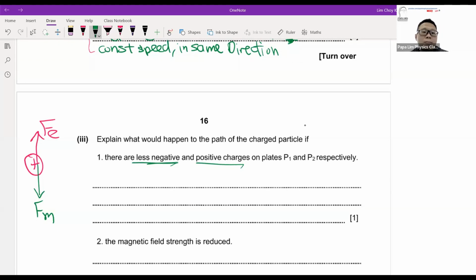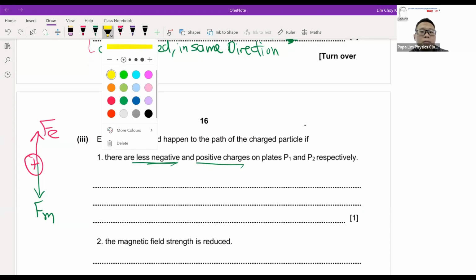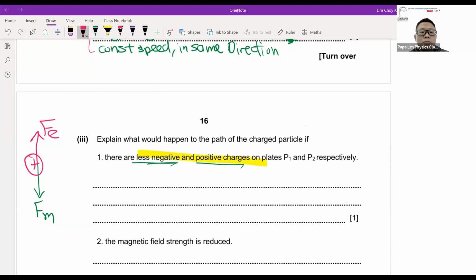In this case, the first statement will tell you that if you have less charges on the plate itself, straight away you will know that the electric field, actually the electric force, will be reduced. And once the electric force is reduced, you will find that the electric force is now smaller than the magnetic force. The downward force is stronger than the upward force. And what will happen? There will be a net force pointing downwards.